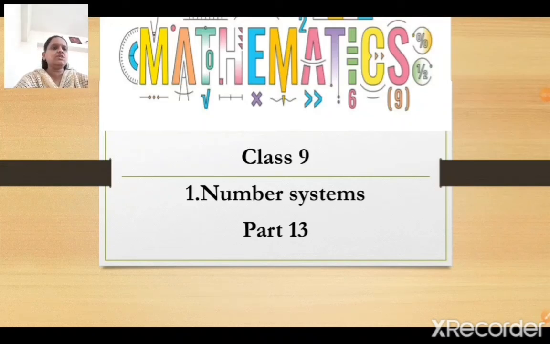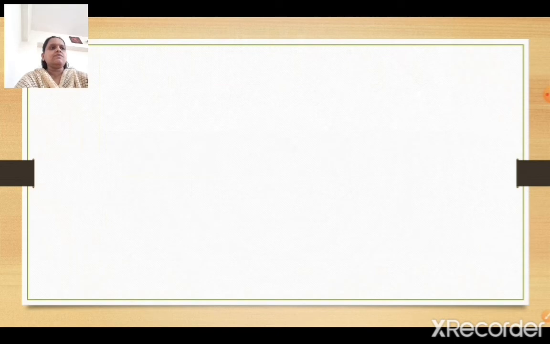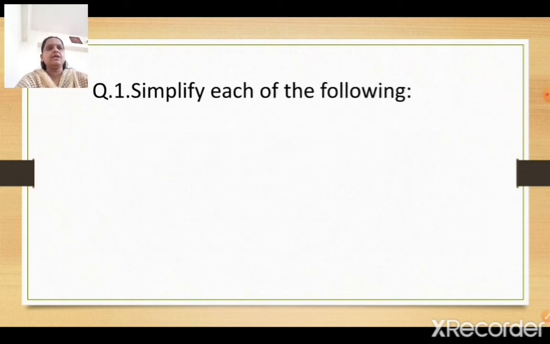We will continue with our revision of the number system chapter. Yes, so let us continue with the revision of exercise 1.5. In that, simplify each of the following. If you know, question number 2 is given as simplify. The same question or similar types of questions, I will not repeat the same questions over here. I will take some extra questions as a revision.